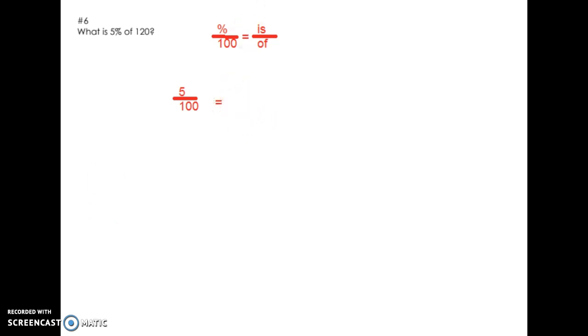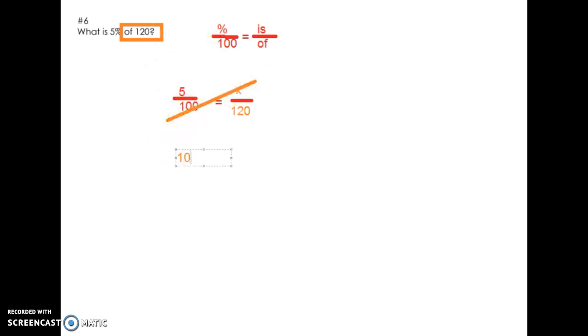Now, do we know our is or our of? Let's look back at the sentence here. It says of 120, which means 120 is going to be down here. That's our of. So what do we have for x? We don't know, right? There's a couple different ways you can do this. The way you probably learned in our class was you cross cancel or you cross multiply.